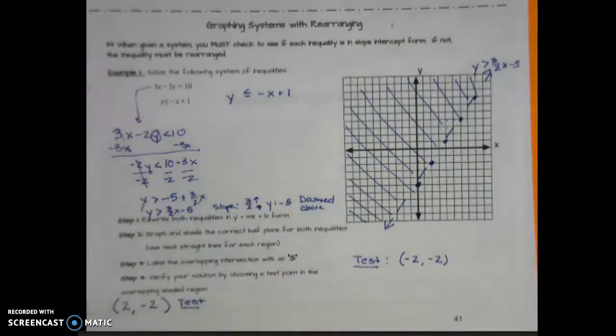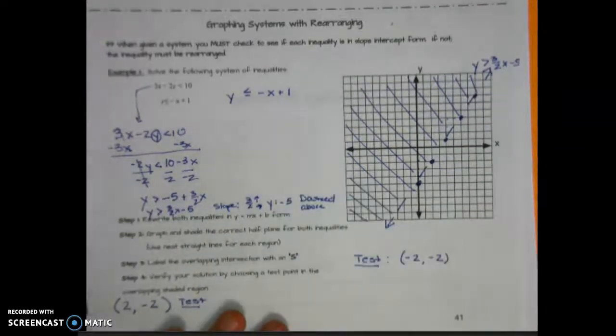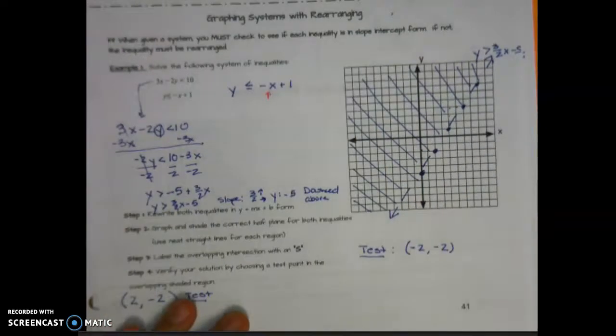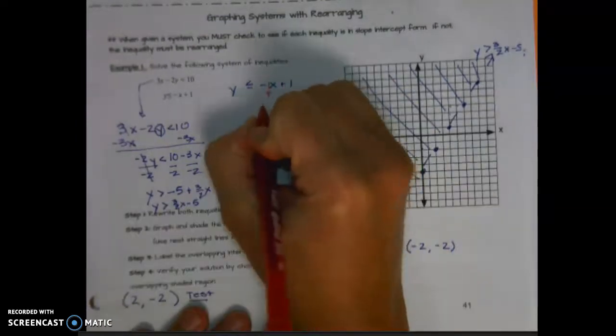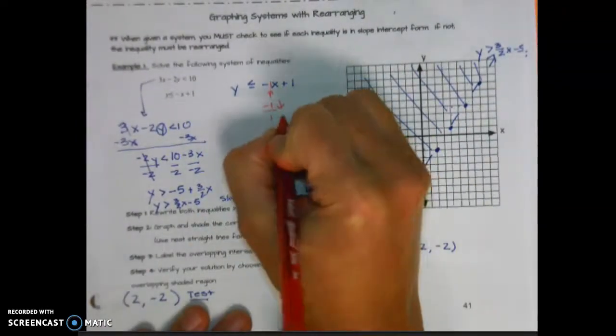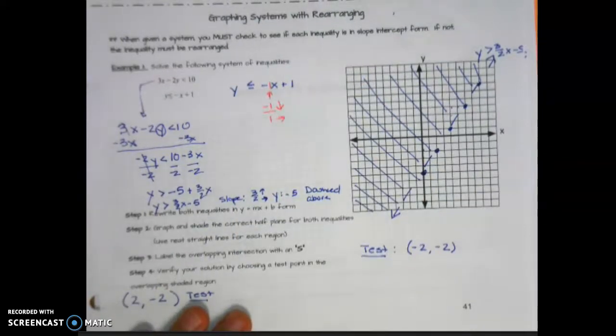Okay, let's take a look at this inequality. I'm going to switch colors just so my graph is a little bit easier for you to see. Okay, let's see. What is my slope? What is the coefficient of x? Negative 1. So my slope is going to be negative 1 over 1, so down 1, right 1. And what is my y-intercept?